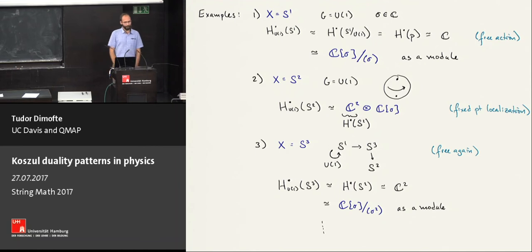A slightly more interesting example of a space with a free G action is S3. If we view S3 as the Hopf fibration, with U1 rotating the Hopf fibers, and compute equivariant cohomology there, again, we can quotient down. So as a vector space, the equivariant cohomology of S3 is just the ordinary cohomology of the quotient, S2, which is C2. But as a module for the polynomial algebra, it's C of sigma mod sigma squared. OK.